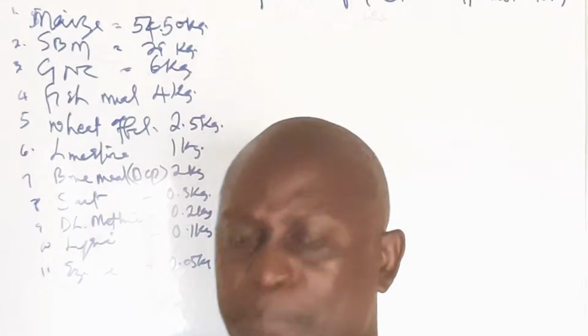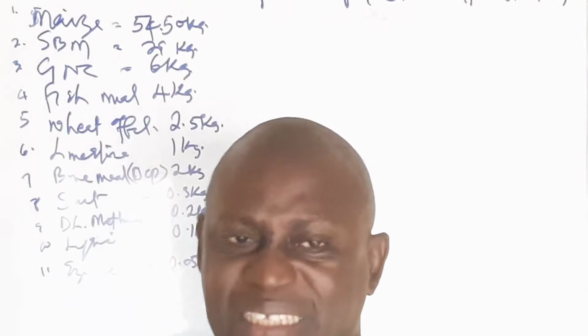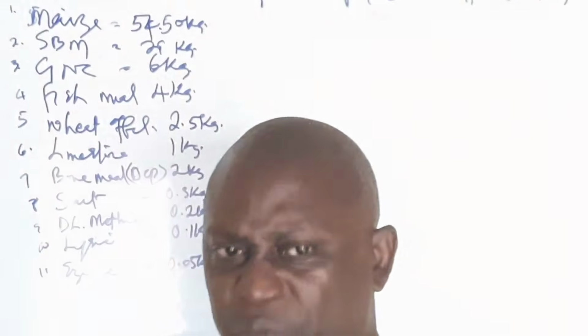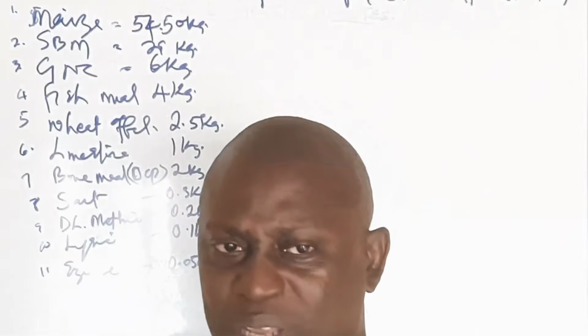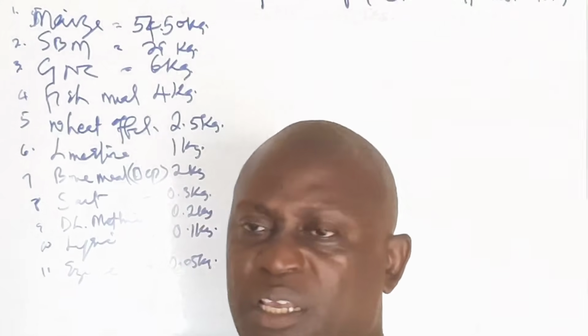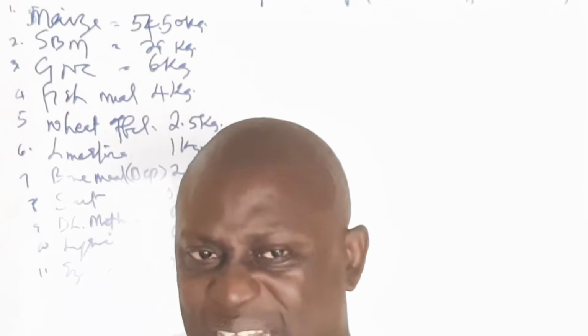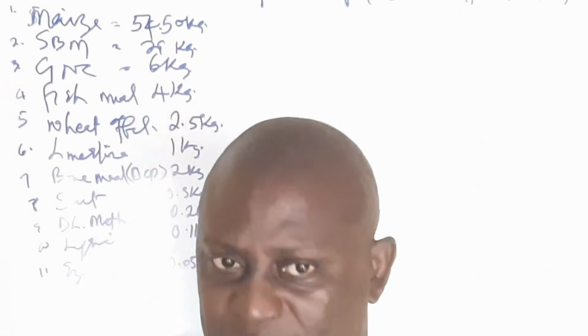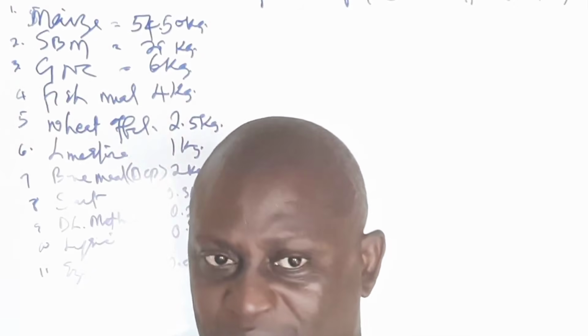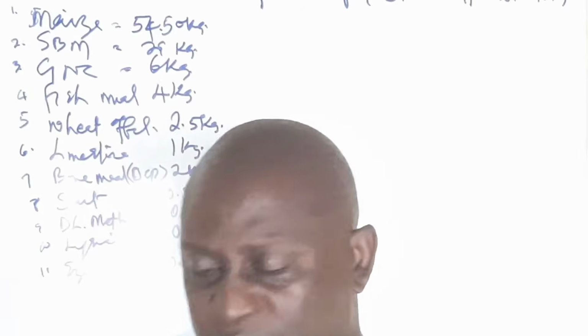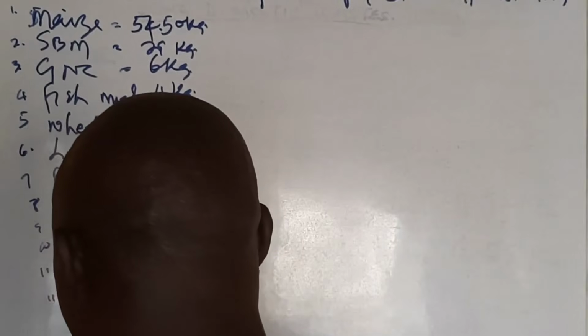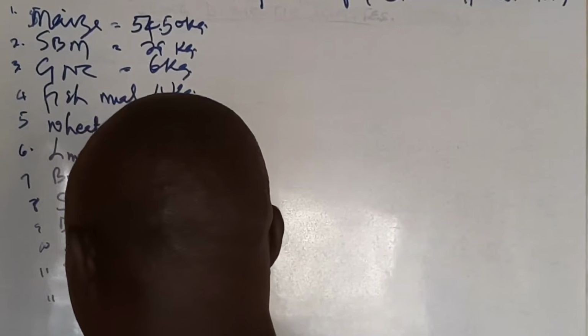Our next one is toxin binder. Toxin binder is a product you add to the feed to make that feed last longer so that it can destroy any harmful substance that's accompanying the feed. It helps the feed to last longer. We call it toxin binder. It's a preservative. We use 0.01 kg. Number 12, that is toxin binder, T binder.